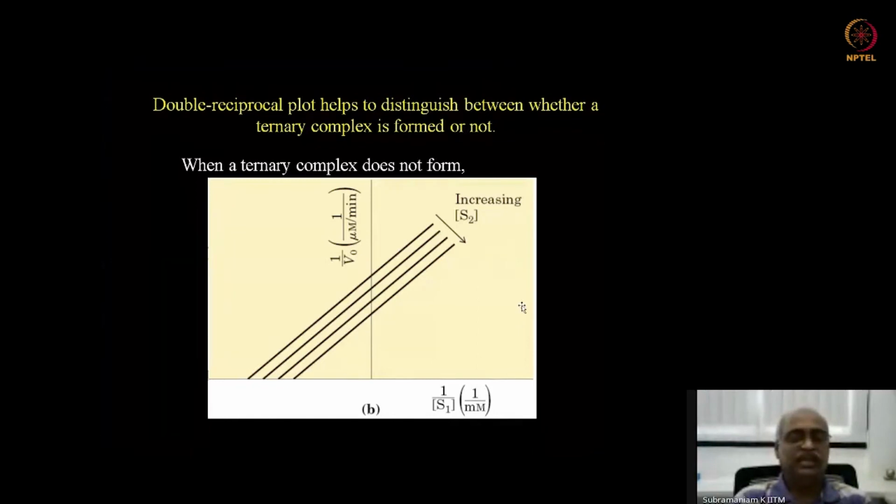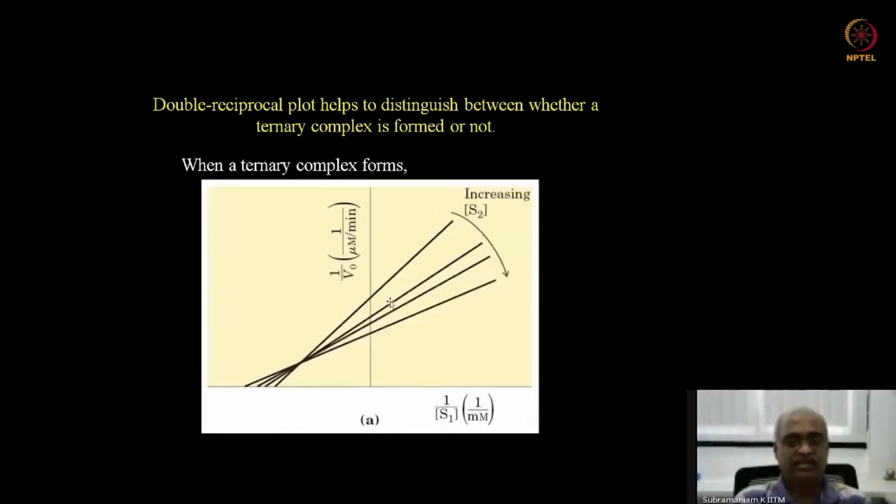So the main point here is, by looking at these lines, whether it is like this or like this, one will be able to tell whether ternary complex is involved or not. So here you are not really doing any molecular characterization of the protein. Simply by measuring the rate of the reaction, you are able to get an idea of what kind of complex formation happens. So that's the goal of doing kinetics.